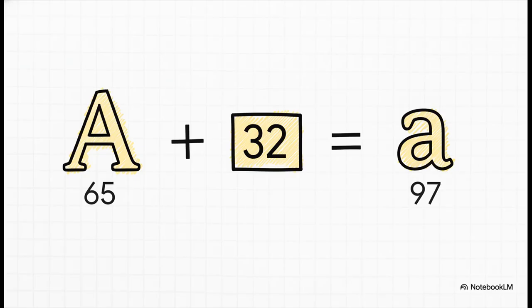Check this out. This is how it works. You take the value for uppercase A. We know that's 65, right? Now, just add 32. What do you get? 97. That's the exact value for lowercase a. And this works for every single letter. B is 66, so B has to be 66 plus 32, which is 98. It's a perfect, elegant system.